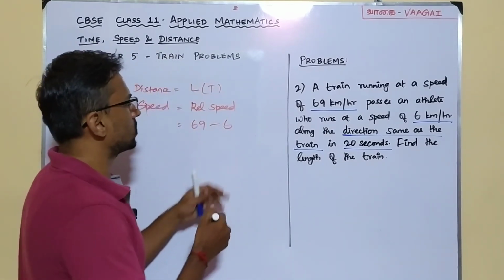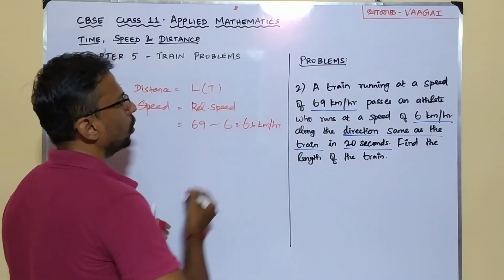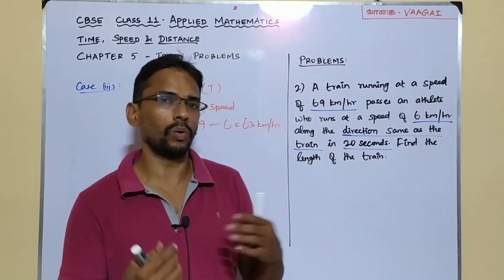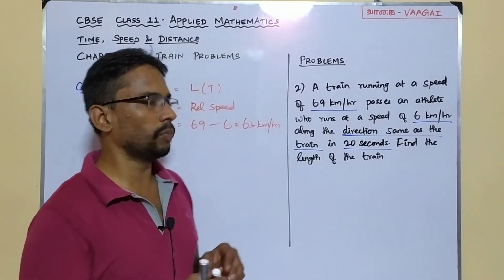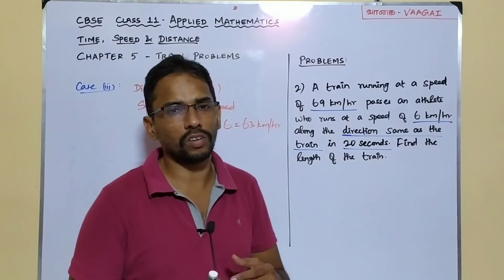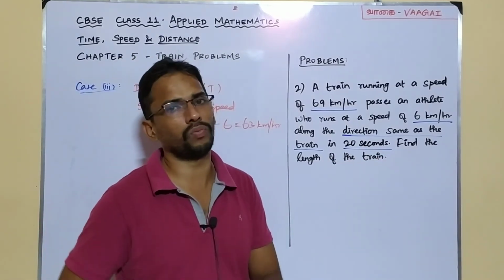So 69 minus 6, this would be 63 kilometer per hour. So now if you see the train speed with respect to the athlete, it would be only 63 kilometer per hour. And what about the length of the train? That is not mentioned in the question. And of course, the length of the train is what is asked for us to find.